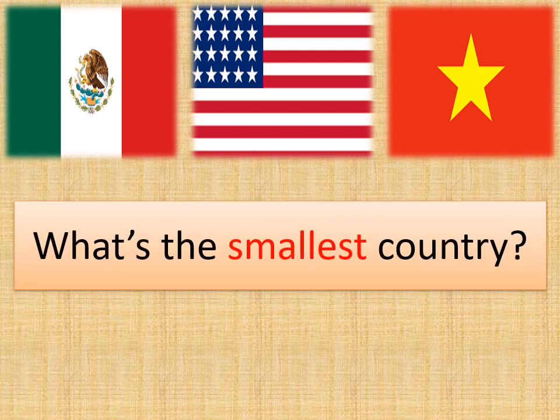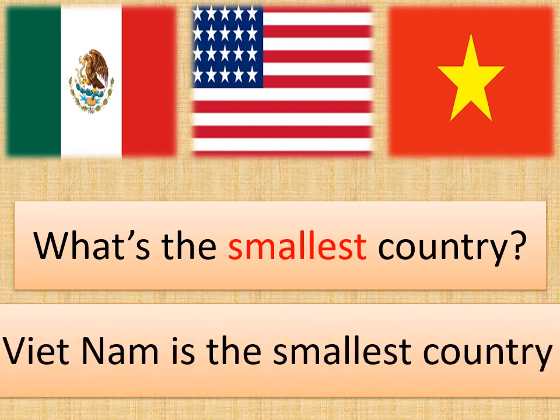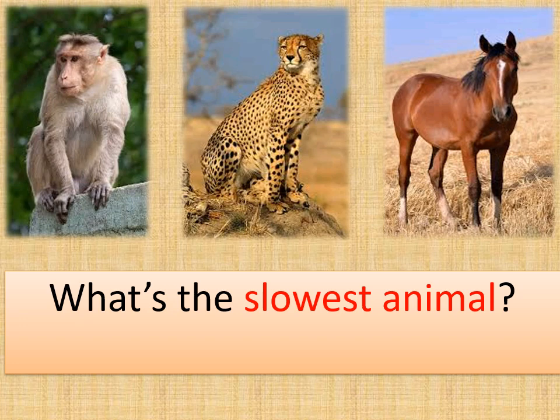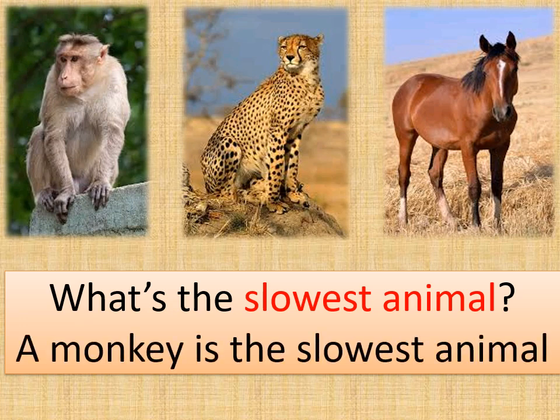What's the smallest country? Excellent! Vietnam is the smallest country. What's the slowest animal? Excellent! A monkey is the slowest animal. Very good, my students, and that's the end of practicing. Now let's sing and do.